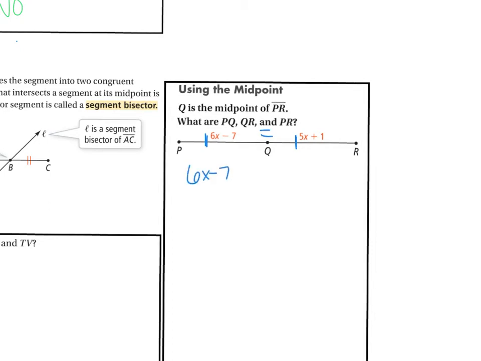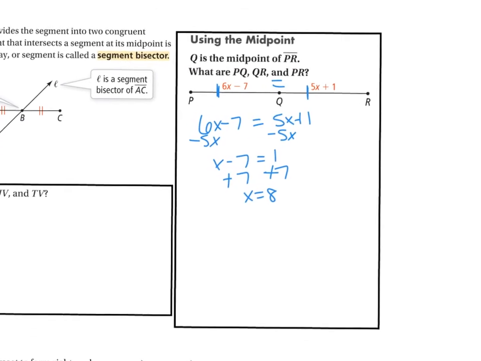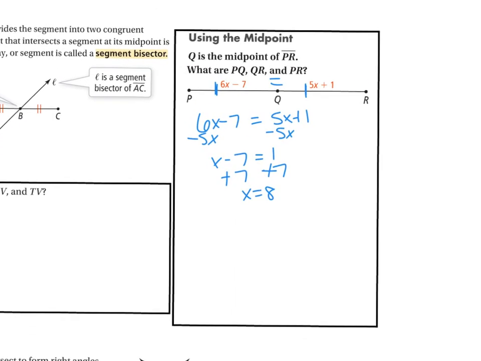So we're going to set up an equation. 6x minus 7 equals 5x plus 1. Let's go ahead and solve. Remember, you get all of your variables to one side and all of your constants to another. So I'm going to subtract 5x from both sides. That gives me x minus 7 equals 1. Add 7, x equals 8. Okay, good. So we figured out what x equaled, but that's not what it asked us. So we have to figure out what PQ, QR, and PR is.